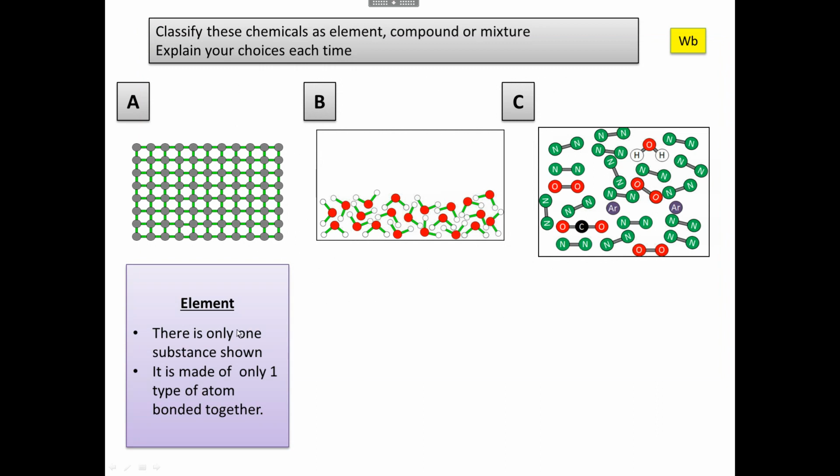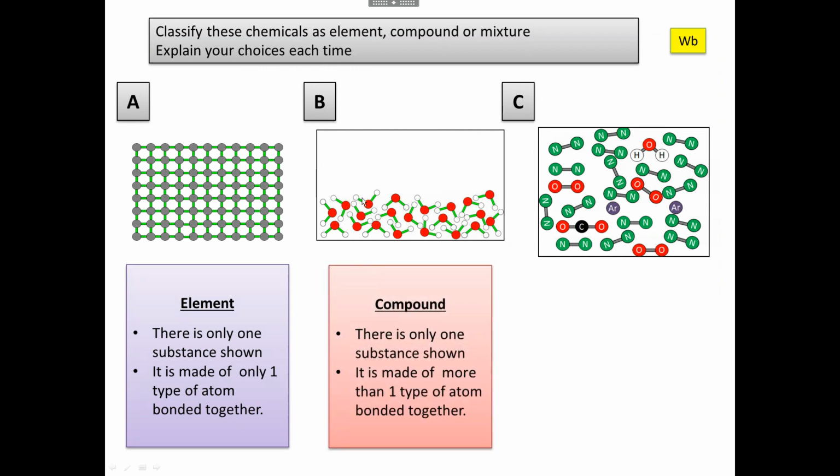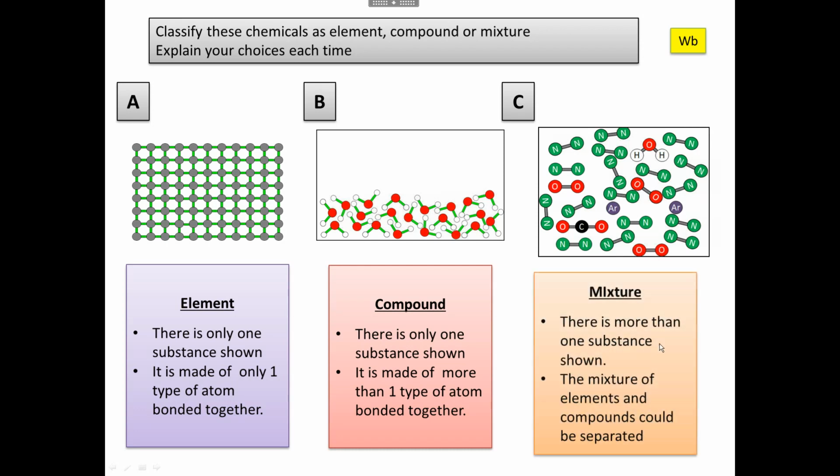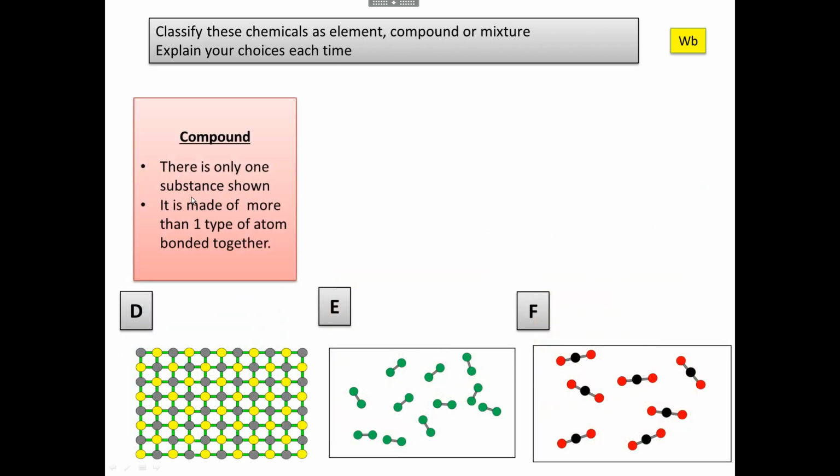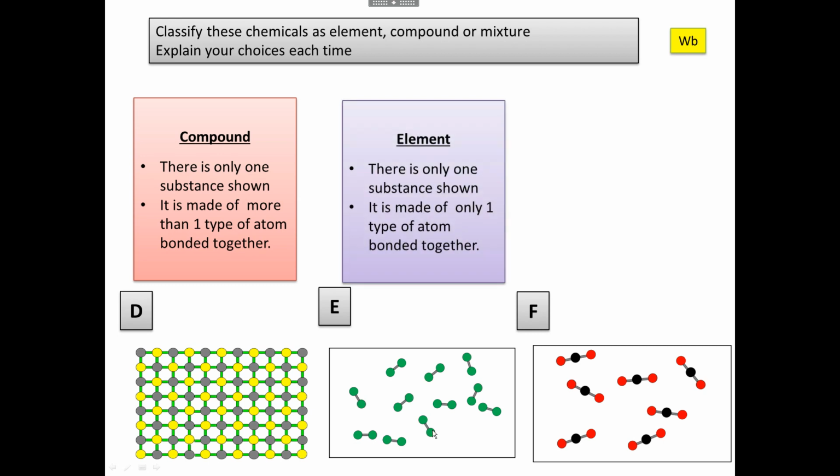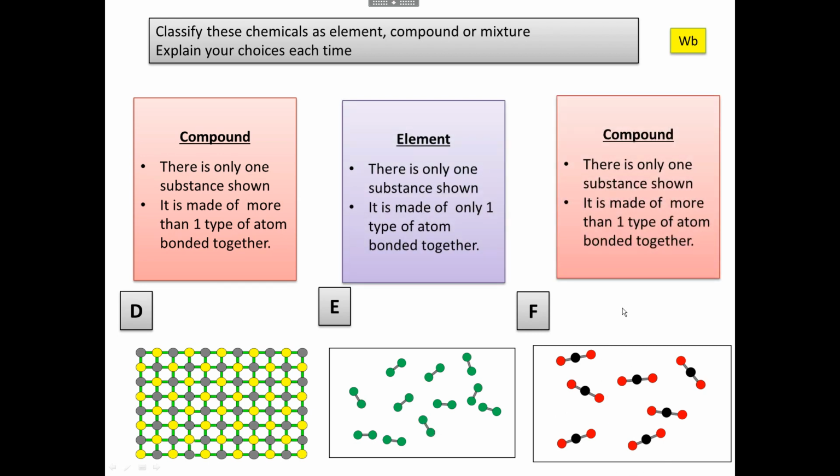A was an element, only one type of atom. B, a compound, more than one type of atom bonded together. C, a mixture, more than one substance, could be easily separated. D was a compound, more than one type of atom bonded together. E, an element, one type of atom only. F, a compound, more than one type of atom bonded together. Hopefully you're really getting the pattern now.